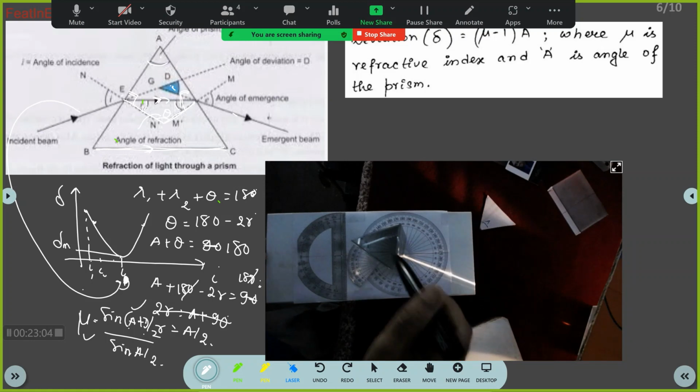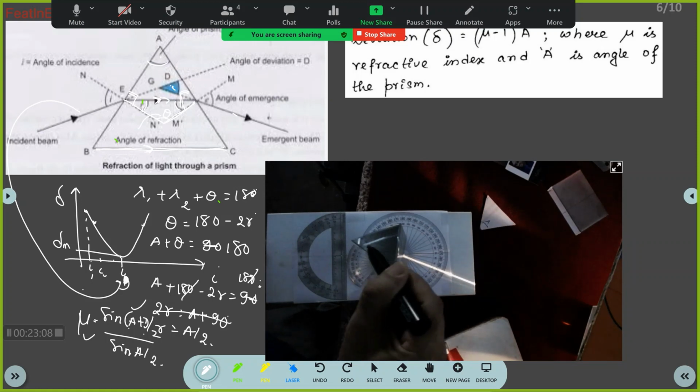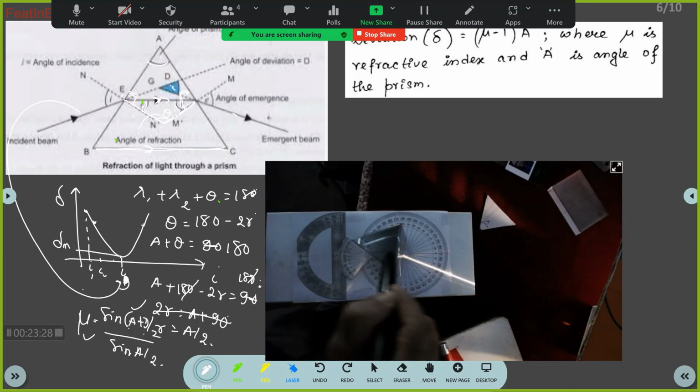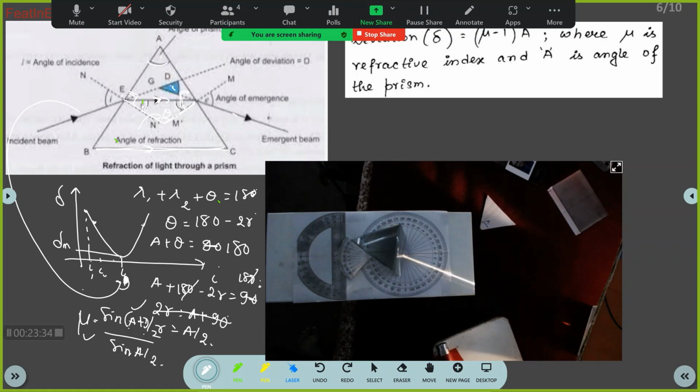See, now here it is incident at this point, and it is emergent at this point. So you will draw a line here. And there is a perpendicular here. So you will measure this angle here. You will draw a perpendicular here and measure the angle of refraction here. So you have to locate these points and draw the ray diagram. And then only you will be able to get those things. Okay? You have to conduct this experiment.